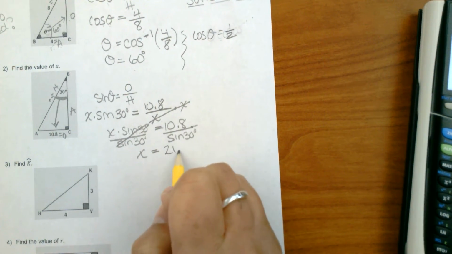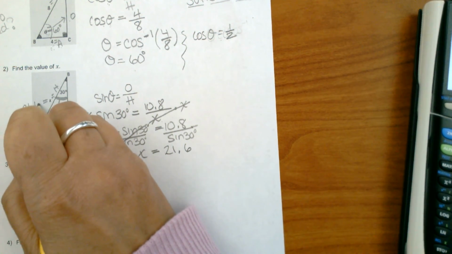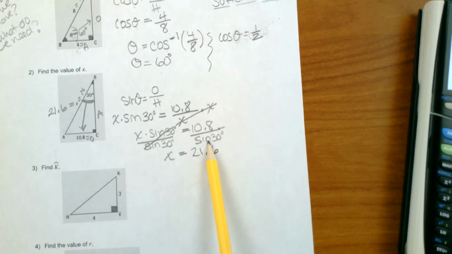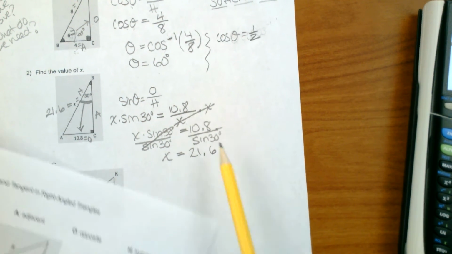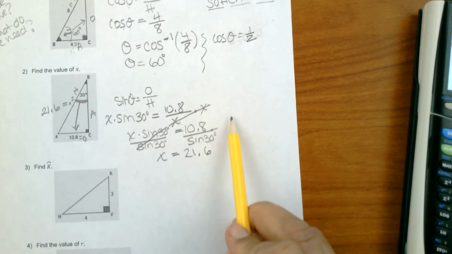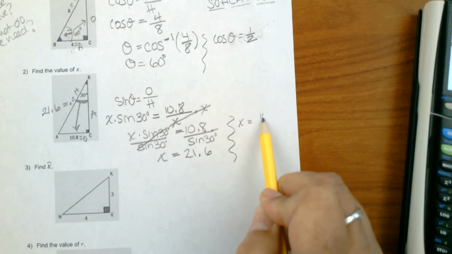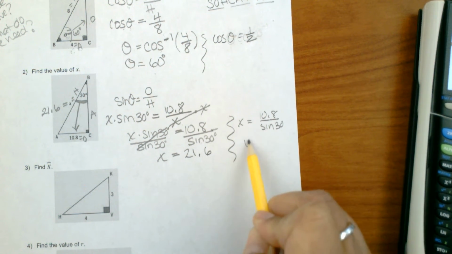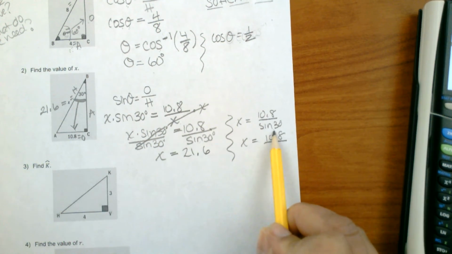x equals 21.6. So the hypotenuse in measurement is 21.6. Yay. You could have changed the sine of 30 to an actual 1/2 here. Let's look. This is sine of 30. So in order to do it by hand, we were here, x equals 10.8 divided by sine of 30. So x equals 10.8 divided by, we know what the sine of 30 is.